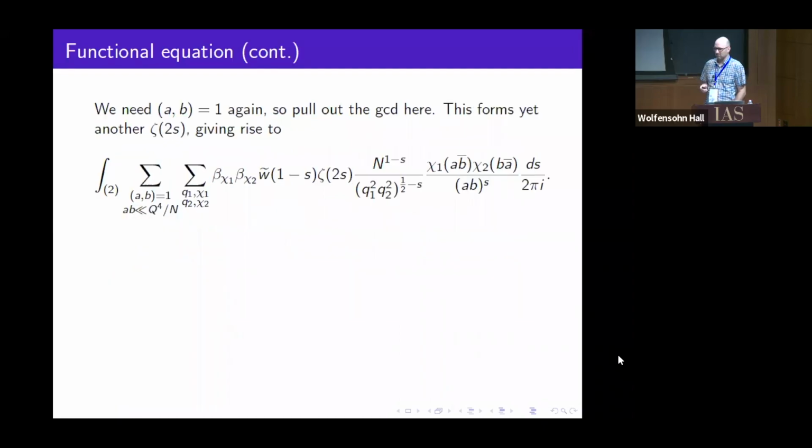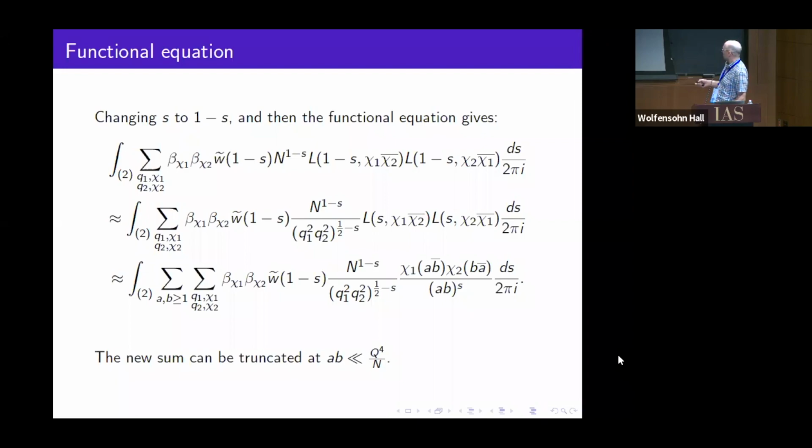Okay, so we need to circle back to where we started from. And so for that, we need to pull out the GCD of A and B. So factoring out the GCD of A and B, like maybe going back one slide, all that does, if you factor out the GCD of A and B, that's just going to give you a zeta of 2s. Because again, the GCD here, you don't see it with the characters, they cancel out. So you get another zeta of 2s.